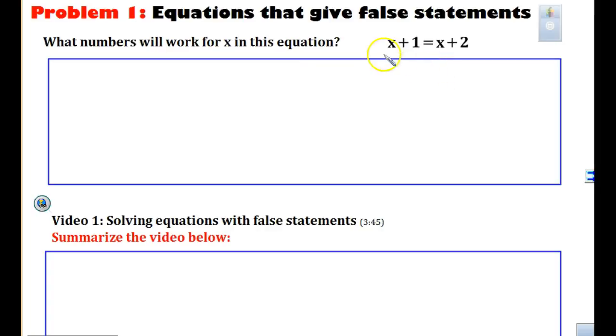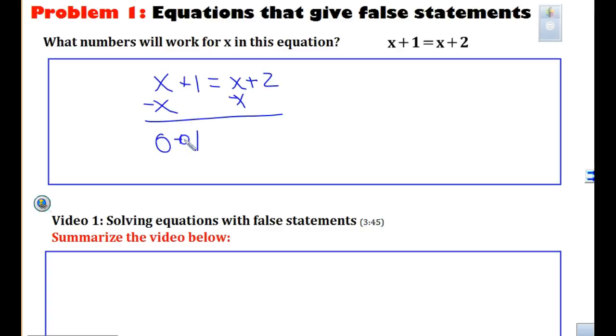What do I need to do to get rid of the x on this side if I'm looking at that, Layla? Subtract x. Subtract x. So let's write our problem down over here, and let's write down x plus 1. So let's write out the exact same problem, equals x plus 2. If we subtract an x on both sides, it comes out that x minus x is how much, Sophie? 0. So this is 0 plus 1 equals over on this side 0 plus 2.